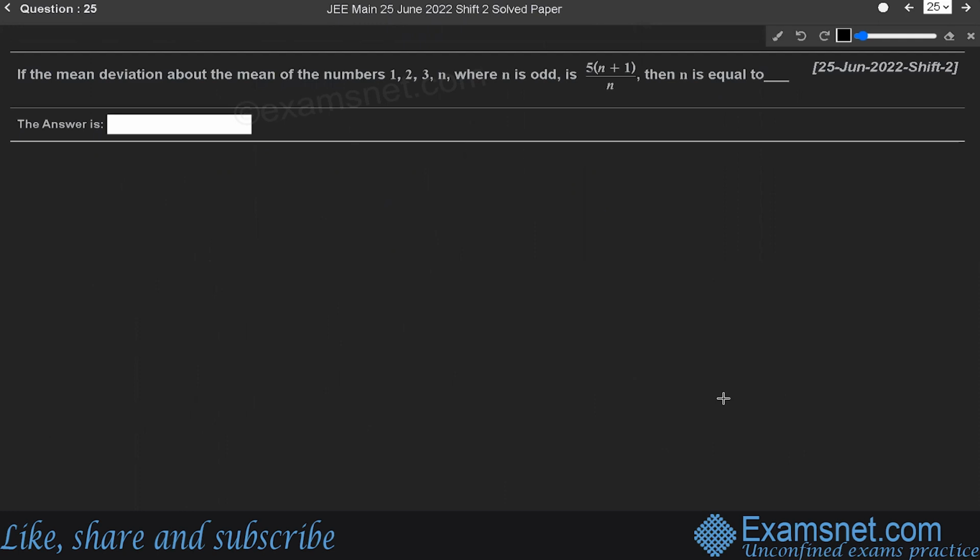Next question is, if the mean deviation about the mean of the numbers 1, 2, 3, ..., n, where n is odd, is 5 into (n plus 1) divided by n, then n is equal to. We know that mean is equal to n into (n plus 1) divided by 2, whole divided by n. So it will be (n plus 1) divided by 2.